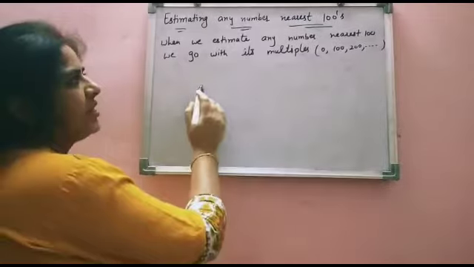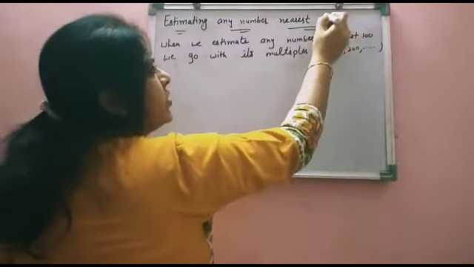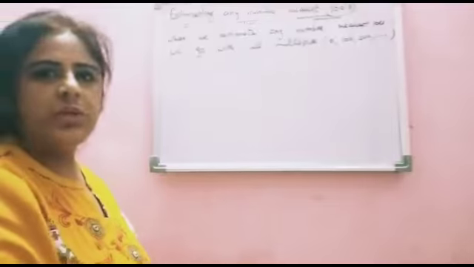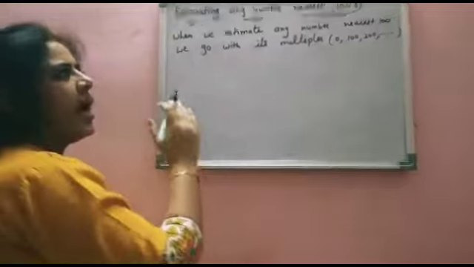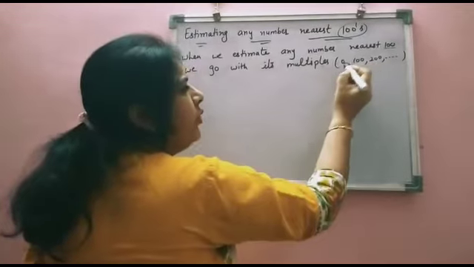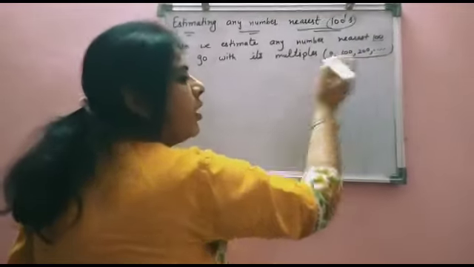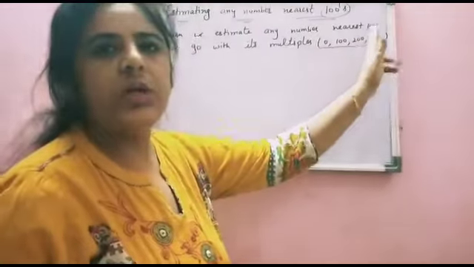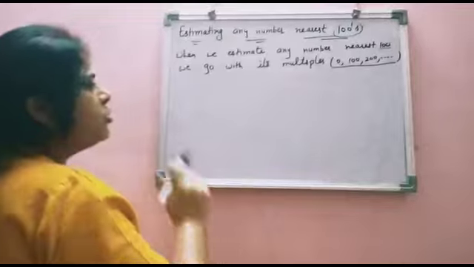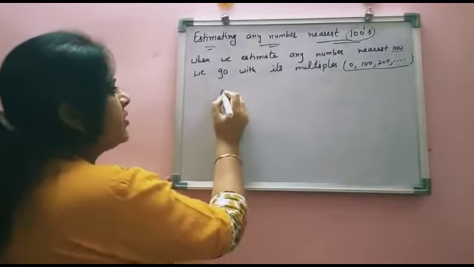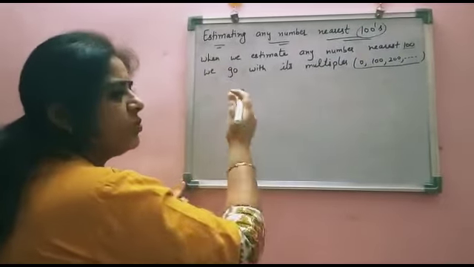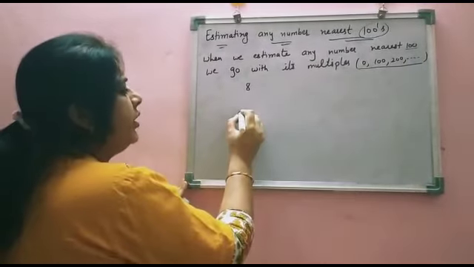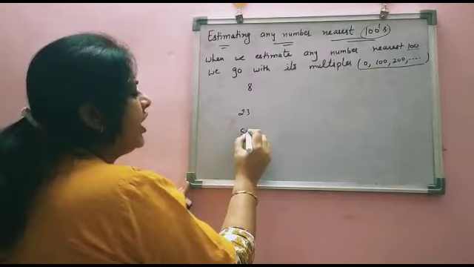Students, now we are estimating any number to the nearest 100. Now the number can be 1 digit, 2 digit, 3 digit. When we are estimating to the nearest 100, we go with the multiples of 100, and the multiples of 100 are 0, 100, 200, 300 and so on. So first we take an example of 1-digit numbers, any 1-digit number from 0 to 9. Just for example I am taking 8. Any 2-digit number, 23, 59.